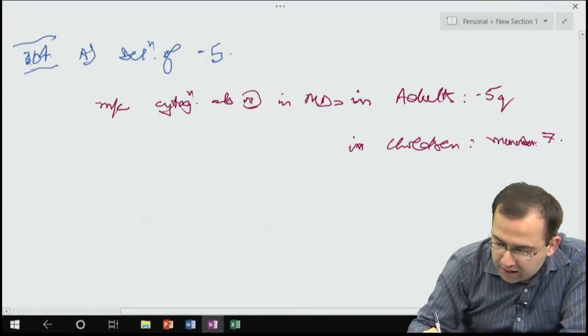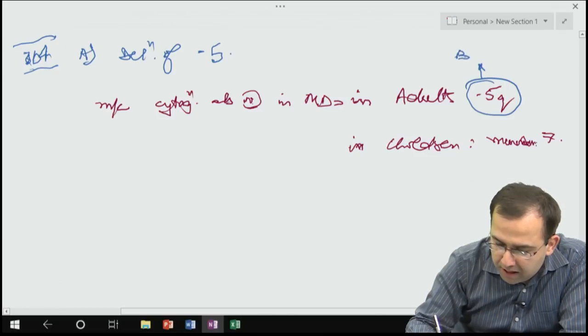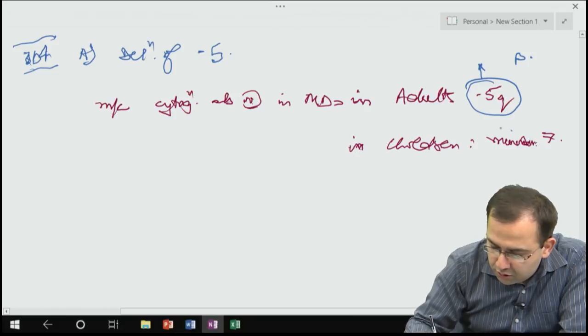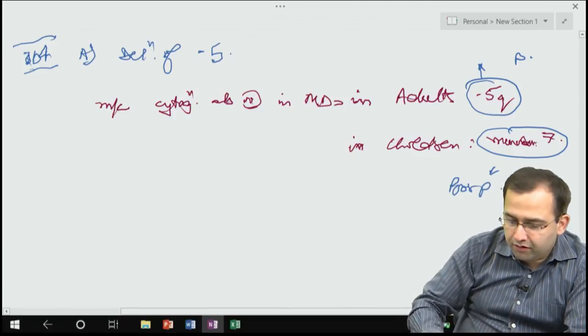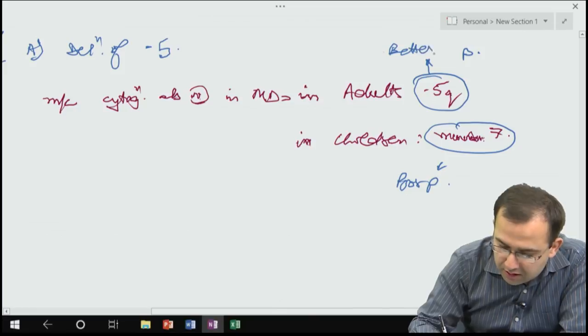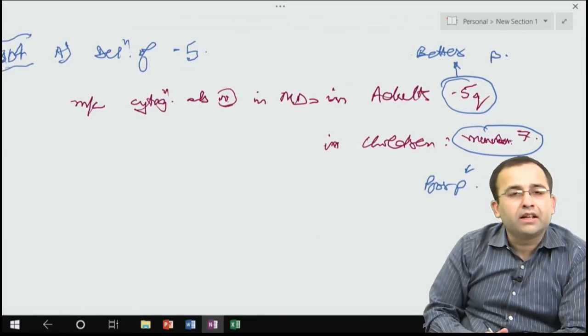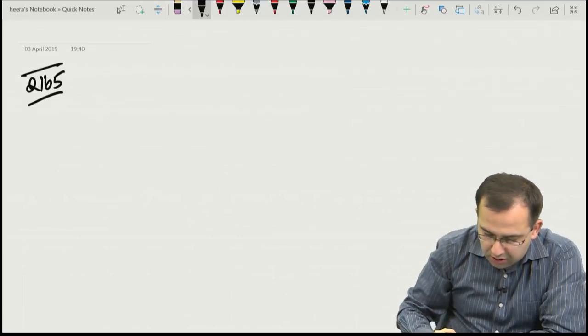In adults, it has a better prognosis. So deletion of chromosome 5q, better prognosis, versus monosomy 7, which is poor prognosis. Done. Next.